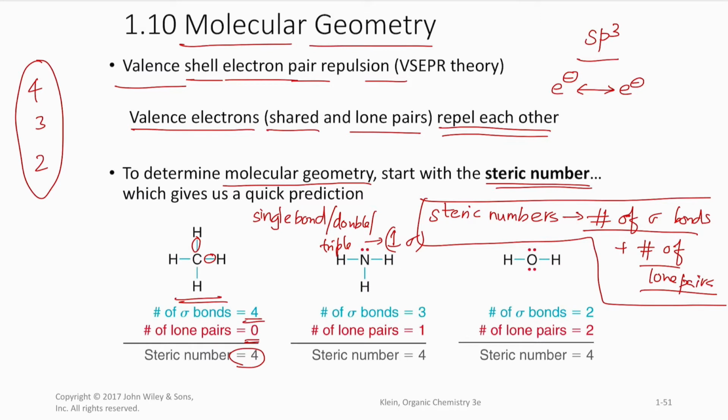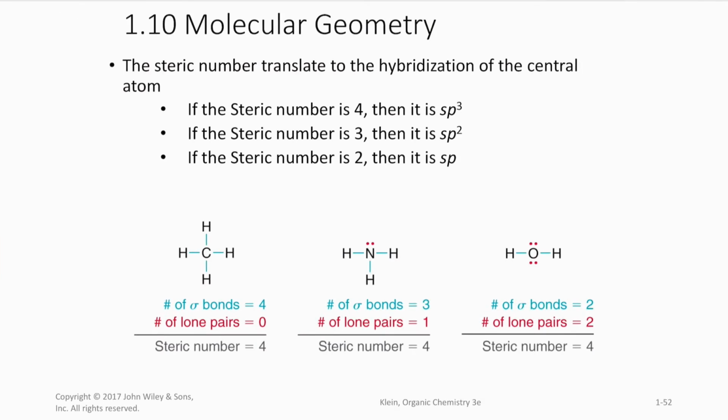Now let's take ammonia. Ammonia has 3 sigma bonds, but it has a lone pair of electrons on the top. So that becomes 1, and you get a total of 4. Next, a molecule of H2O has 2 lone pairs of electrons and 2 sigma bonds, so that gives a steric number of 4. All molecules with steric number 4 always have sp3 hybridization, all molecules with steric number 3 always have sp2 hybridization, and in the same way, all molecules with steric number 2 always have sp hybridization.